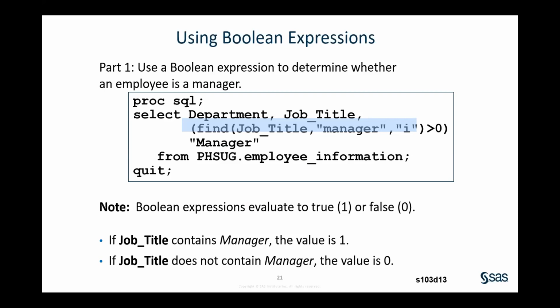Is it greater than 0? The answer is a resounding yes. So that becomes a 1. If somebody is a non-manager, then the find function will give me a 0. Is 0 greater than 0? No. So that returns you a false.